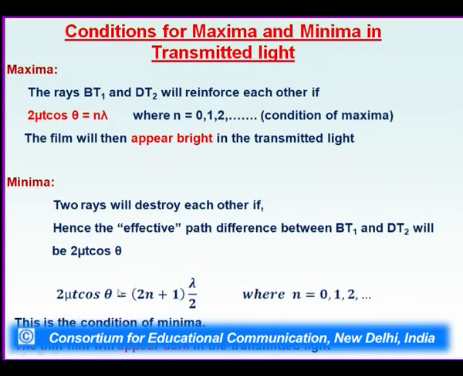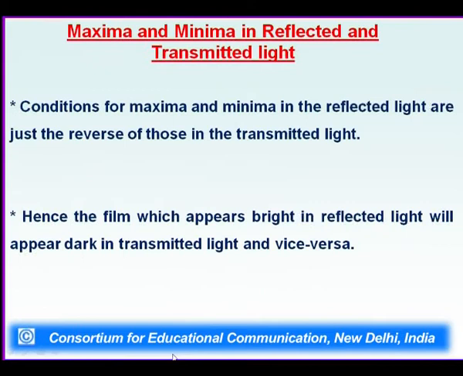This is the condition for the minima. The two rays will destroy each other if the effective path difference between BT1 and DT2, 2 mu t cos theta, is equal to (2n plus 1) lambda by 2, where n is an integer 0, 1, 2 and so on. This is the condition of the minima. In this case, the thin film will appear dark in the transmitted light.